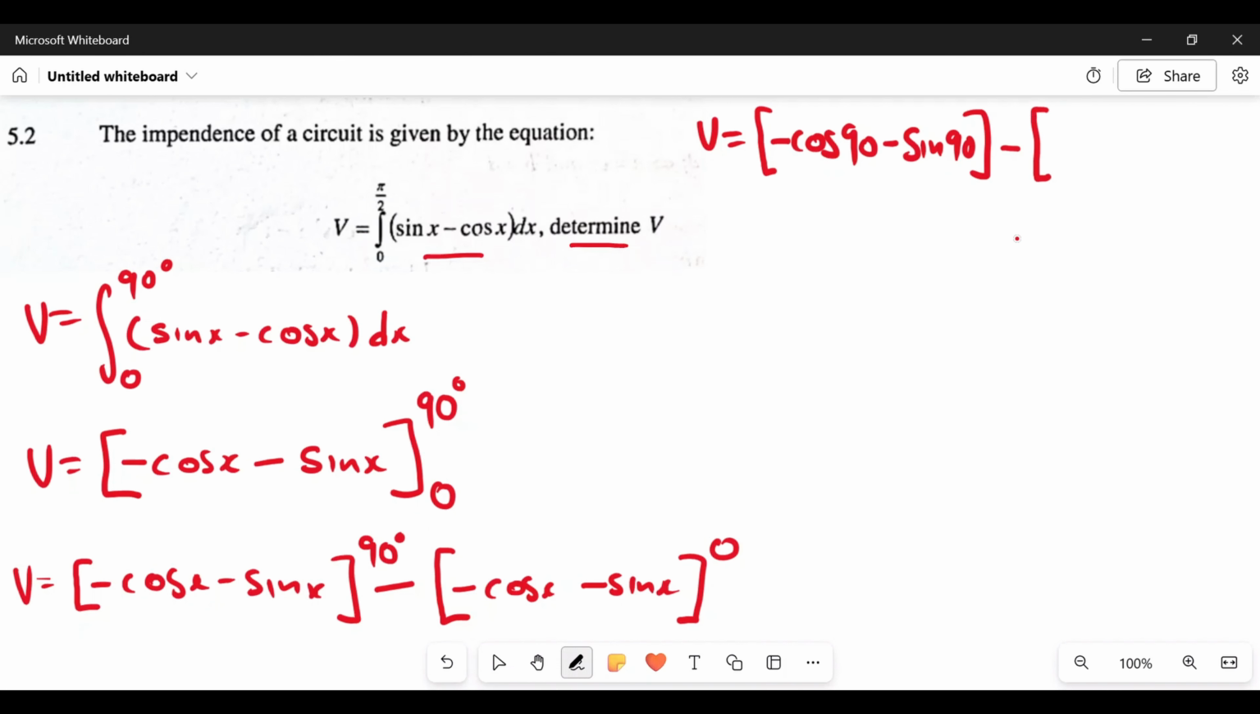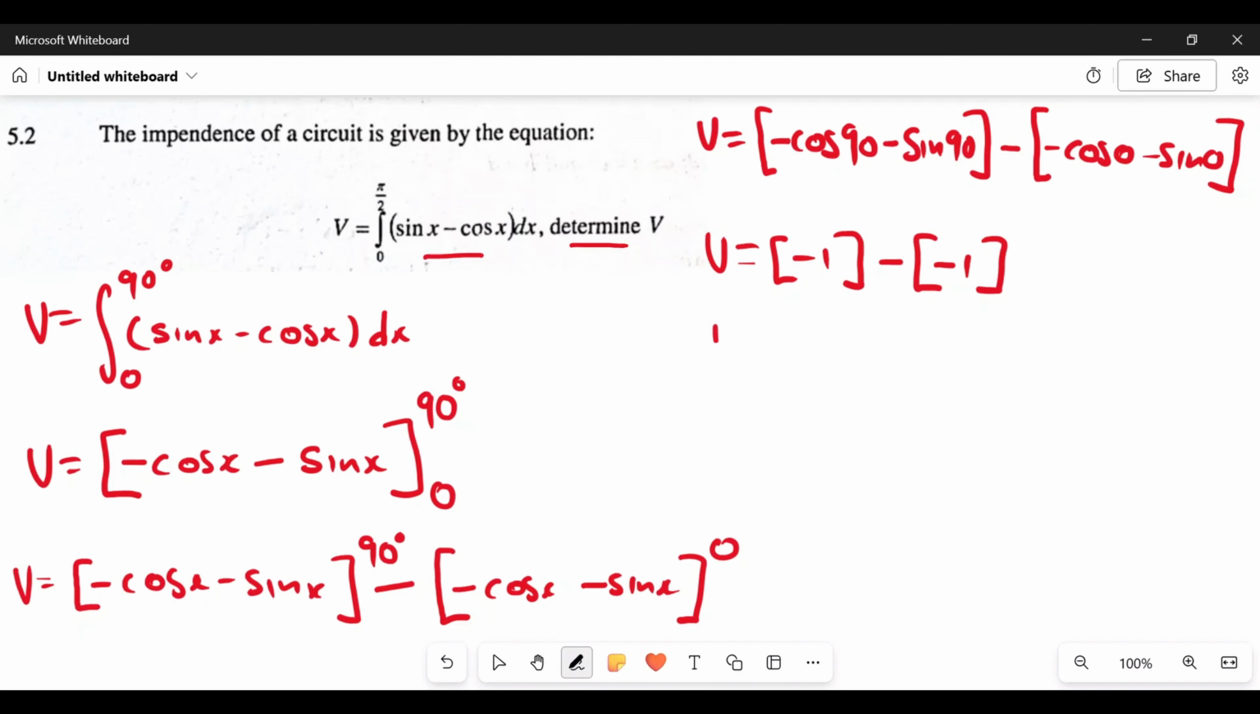Now, the second bracket is for the lower limit. We're going to do a similar thing, but this time around, we're going to substitute with 0. Wherever there is x, we substitute with 0. If you continue like this, it is going to give us negative 1 for the first bracket of the upper limit, minus the lower limit, which also gives negative 1. So the final answer here is going to give us 0 volts. So this is how you do this one here, guys.